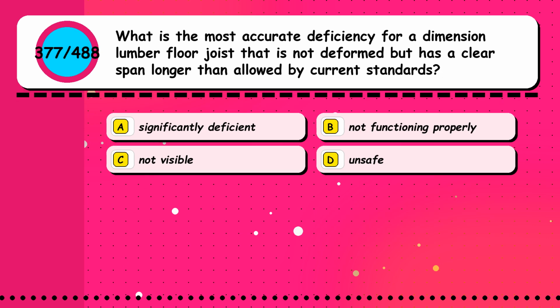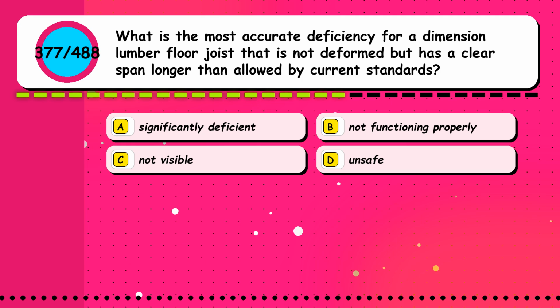Question 377. What is the most accurate deficiency for a dimension lumber floor joist that is not deformed but has a clear span longer than allowed by current standards? Option A, significantly deficient. Option B, not functioning properly. Option C, not visible. Option D, unsafe.